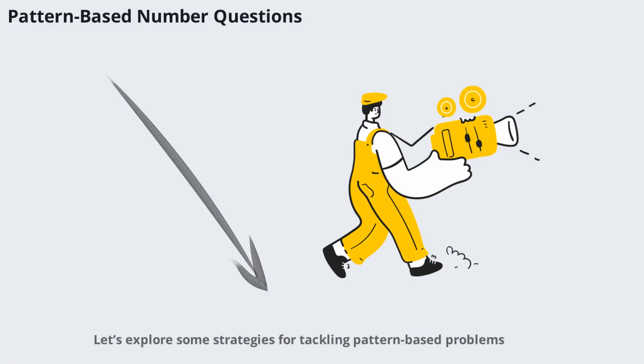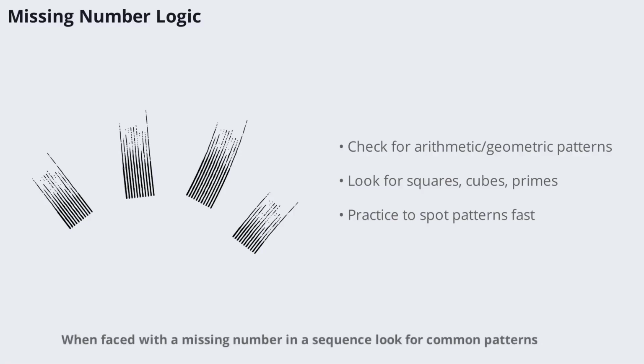Let's explore some strategies for tackling pattern-based problems. When faced with a missing number in a sequence, look for common patterns. Is it an arithmetic progression, geometric progression, or a series of squares or cubes? Sometimes the pattern involves alternating operations or special numbers like primes. Practice identifying these patterns to solve missing number questions quickly.